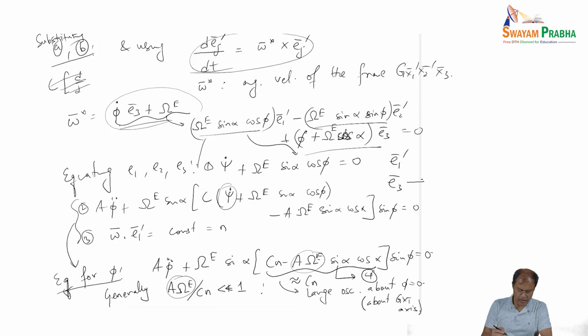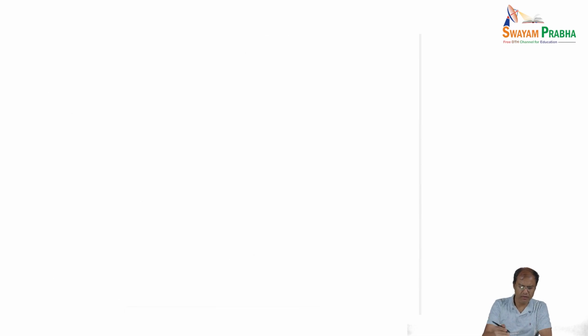Okay, so we can quickly get some problems done. Here is one quick example. It says: estimate the period of small oscillations of the gyro.